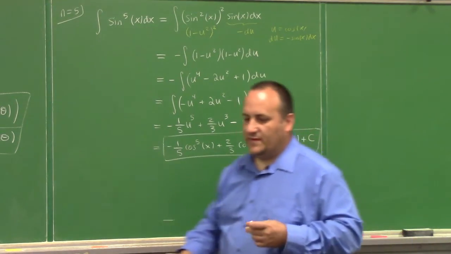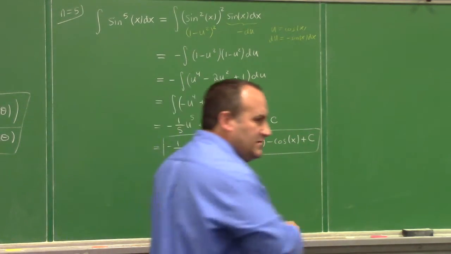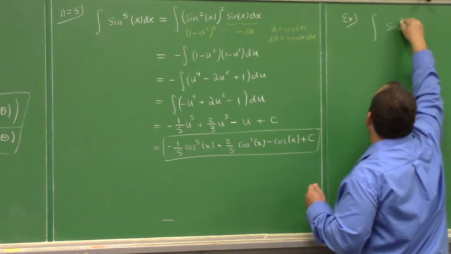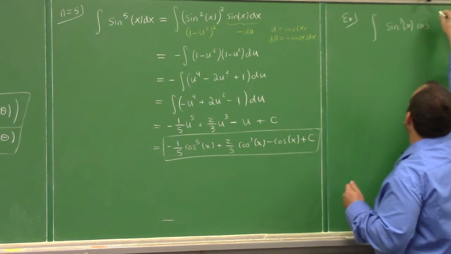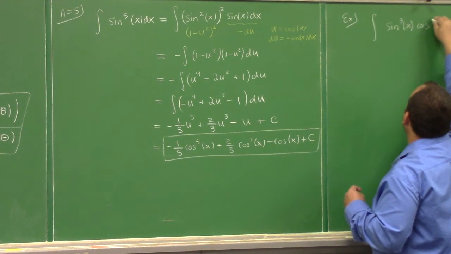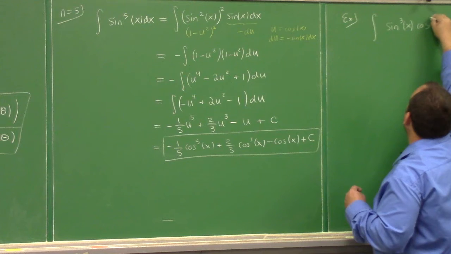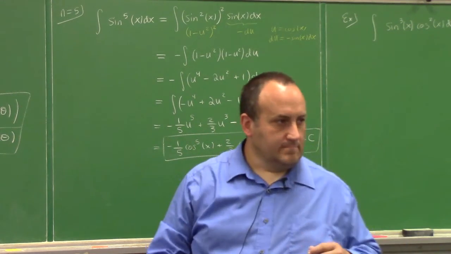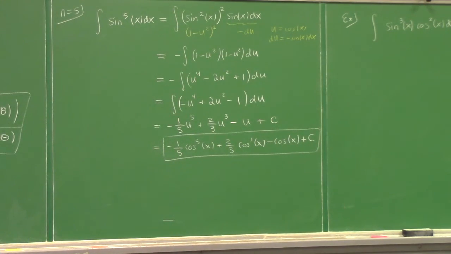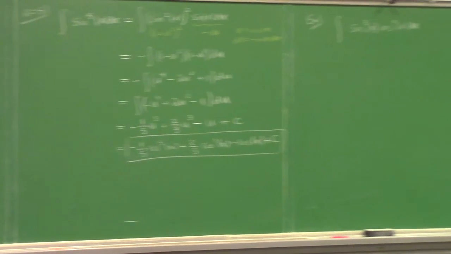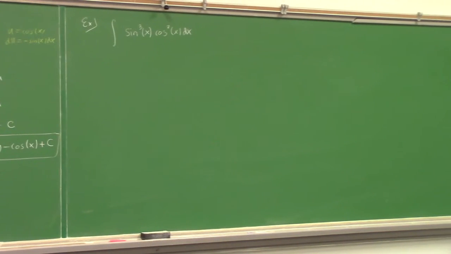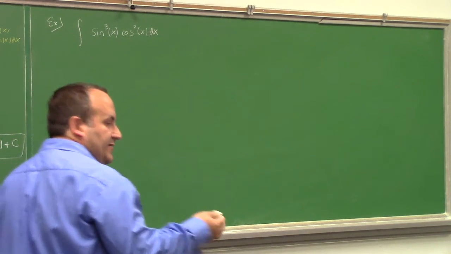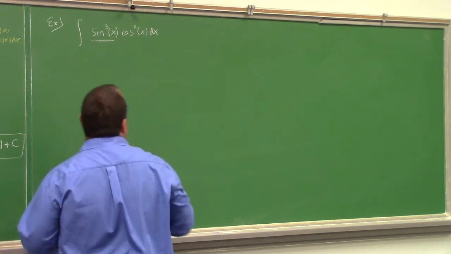Now, there's also problems that are kind of somewhere in between. Something like this. What if you had the integral of sine cubed x cosine squared of x dx? How would you do something like that? So there's basically two paths you can go down here. But I usually look at if one of the powers is odd, then I'm going to use that to peel off the du.